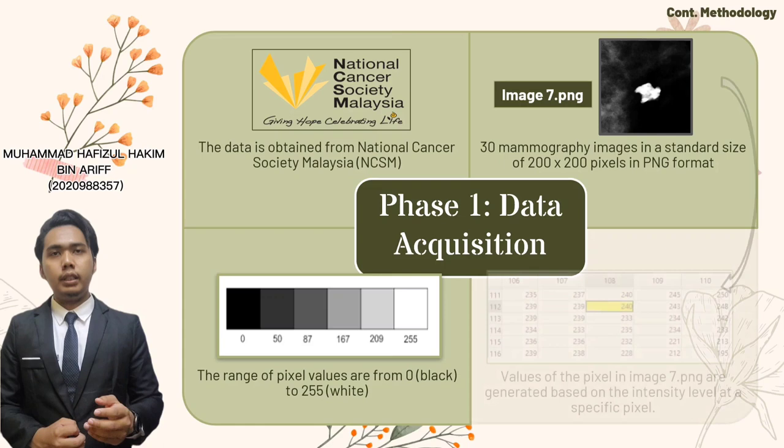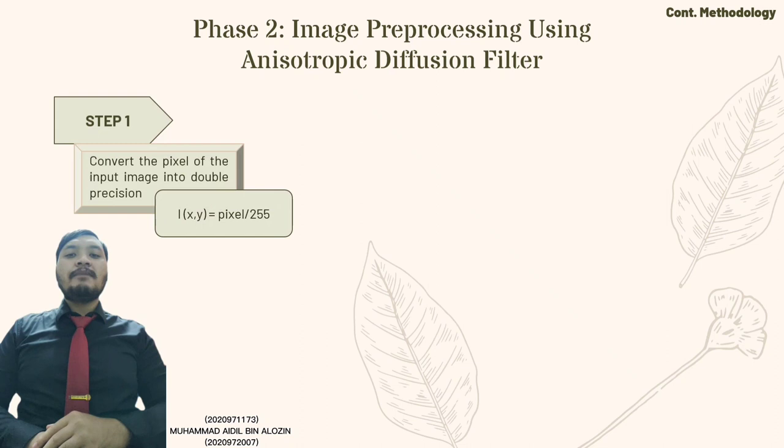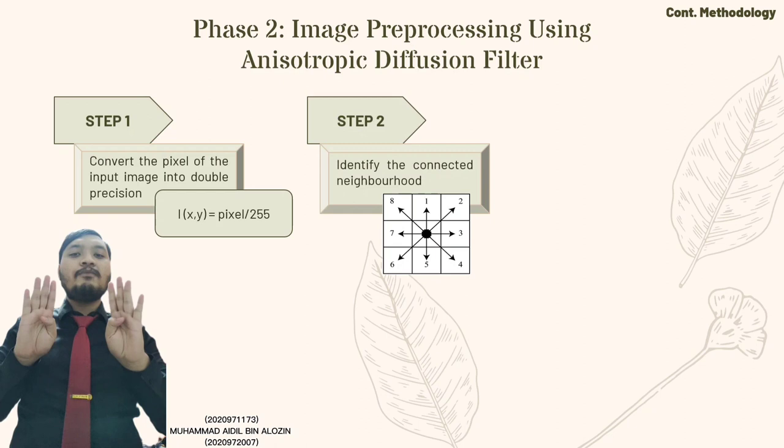Next, for phase 2, there are 5 steps in image preprocessing using the anisotropic diffusion filter. The first step is to convert the pixels of the input image into double precision with the equation pixel divided by 255. The purpose of this conversion is to switch the numbers to floating point. The second step is to identify the connected neighborhood. This figure illustrates an 8 connected neighborhood using the ADF method. All of the pixels that touch the pixel of interest are considered, including those on the diagonal.